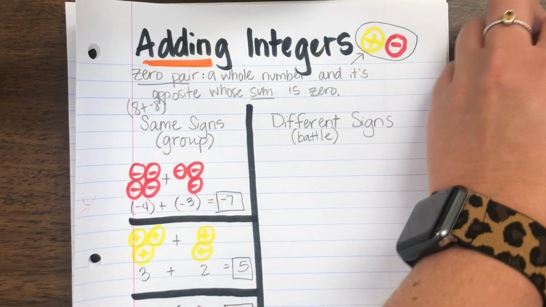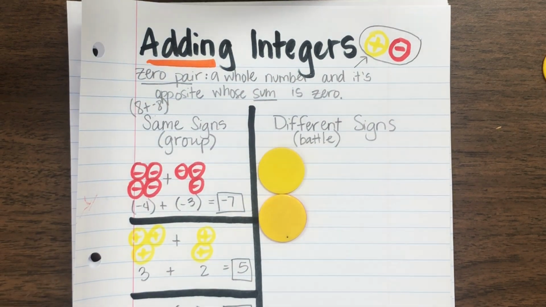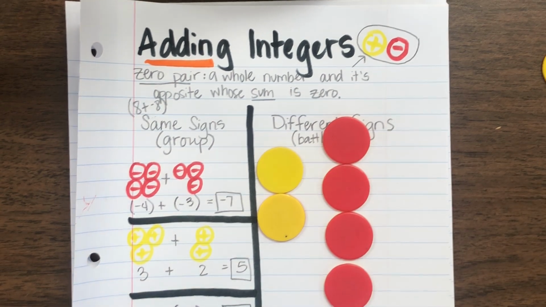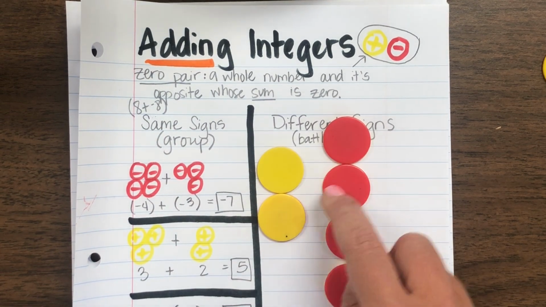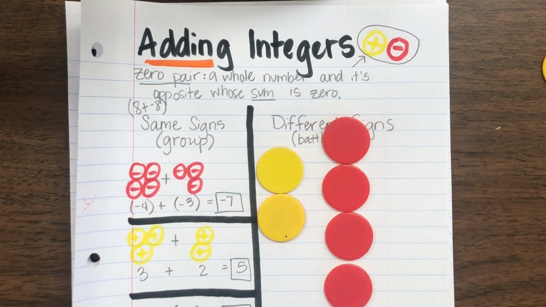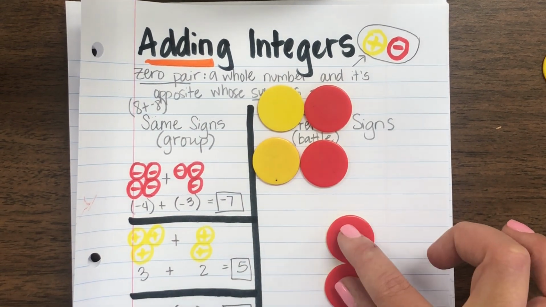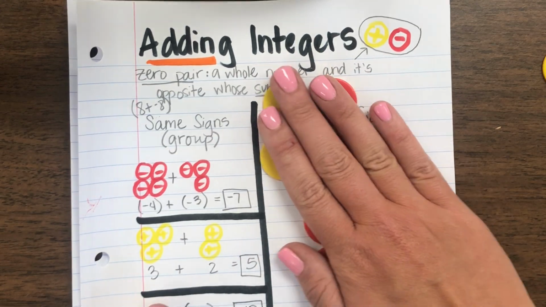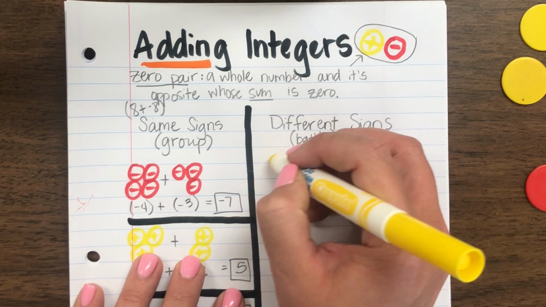So let's say we have 2 positive chips, 2 positives, and we have 4 negatives. 1, 2, 3, 4. You'll notice at the very beginning, some of these are gonna group up and make a 0 pair, right? So these would group up and make a 0 pair. These would group up and make a 0 pair. And whatever's left over is my final answer. So you can probably see the final answer in your head, right? So let's go ahead and draw this on our paper. I do want you to have this in your journal, so make sure you're drawing this.